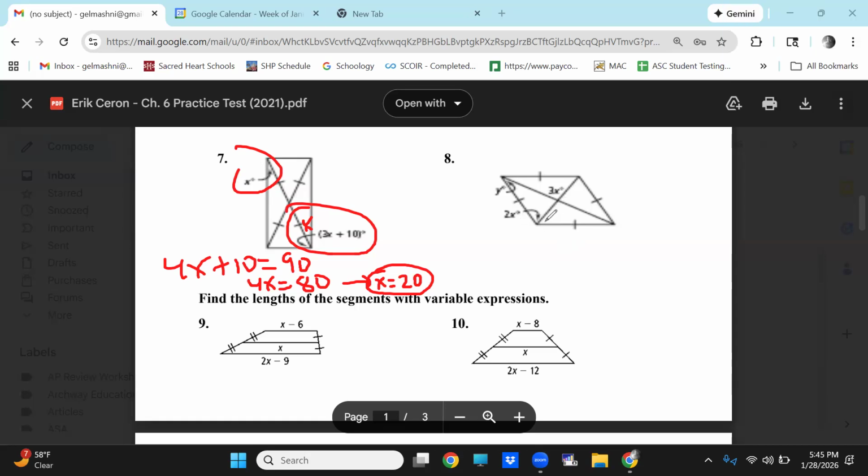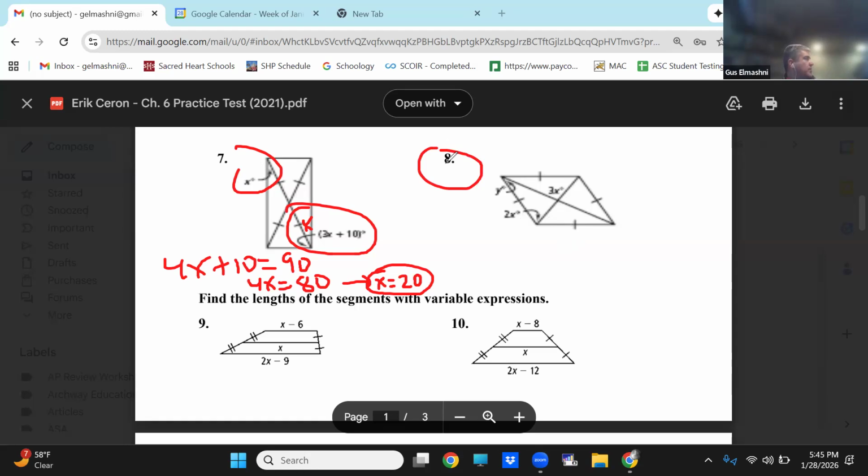Okay, so do I do 8 now? Yeah, let's do 8. I'll let you kind of figure that one out on your own.